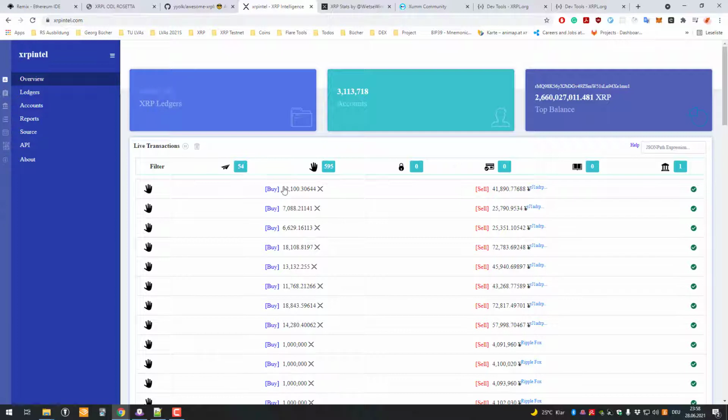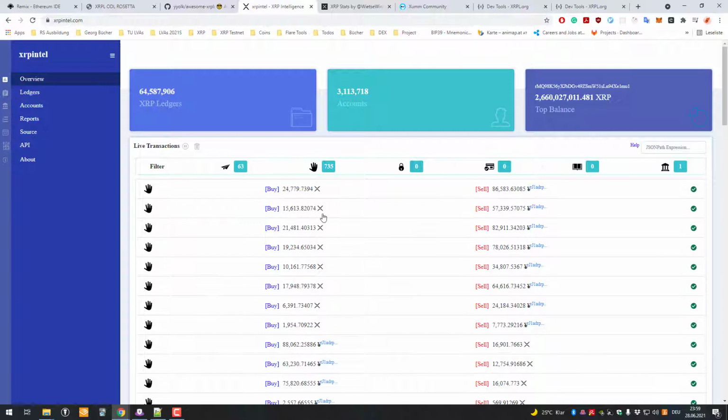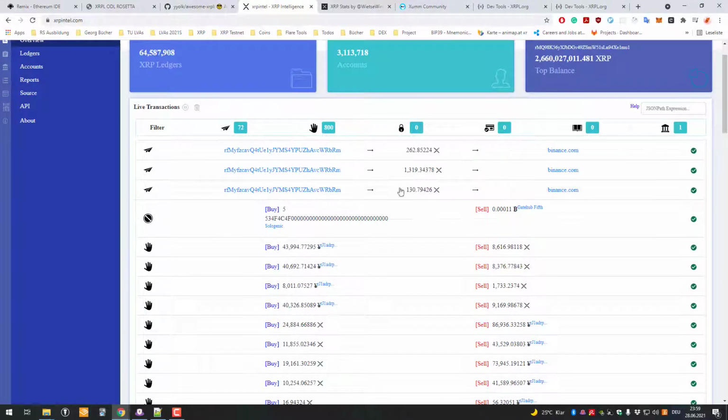We can also see the live transactions. This is data from buy and sell orders using the integrated DEX, and also sending orders. So the DEX is being used quite a lot. Most orders here are from the decentralized exchange that is natively supported in the XRP ledger.